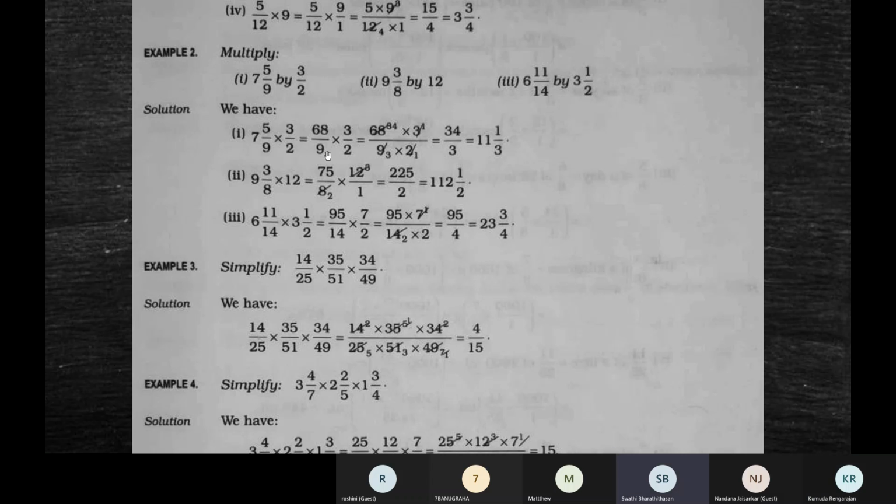That is 68, ma'am. And then we have to write it as 68 by 9 into 3 by 2, ma'am. And then we have to simplify 68. One minute, ma'am. So that's the first step. The first step is to write this mixed fraction as an improper fraction. Whenever you see a mixed fraction, write it as an improper fraction. That will be the first step always. So we write this one as 68 by 9 into 3 by 2. So this is the first step.